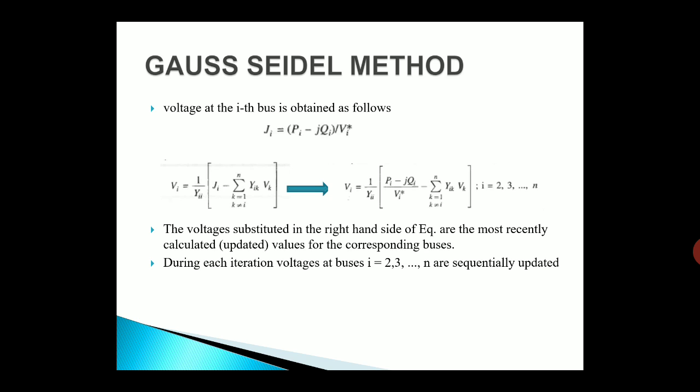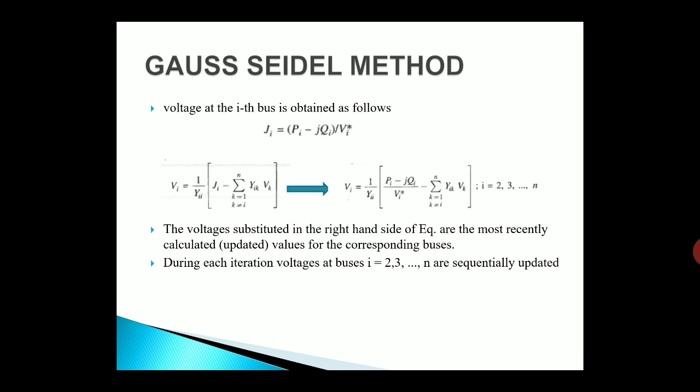The voltages substituted on the right hand side of the equation are the most recently calculated or updated values for the corresponding buses. During each iteration, the bus voltages 1, 2, 3 are sequentially updated. So remember, this is Vi. Now if there are n buses, how many equations are to be solved?